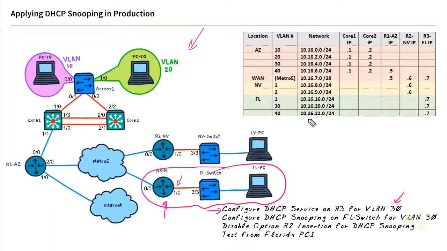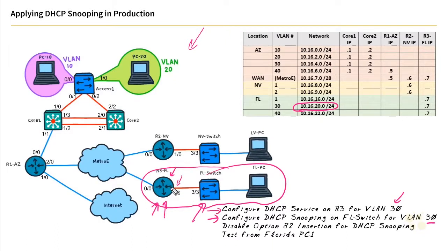So VLAN 30 is this bad boy right here, 10.16.20.0 with the 24-bit mask. And Bob also indicates that router 3 is already directly connected to VLAN 30 and that subnet. So all we need to do is add DHCP services on there. But to help protect the Florida network from rogue DHCP servers, he would like us to configure DHCP snooping on this Florida switch to support VLAN 30 so that no unauthorized DHCP servers can just plug in and start offering IP addresses in who knows what subnet.